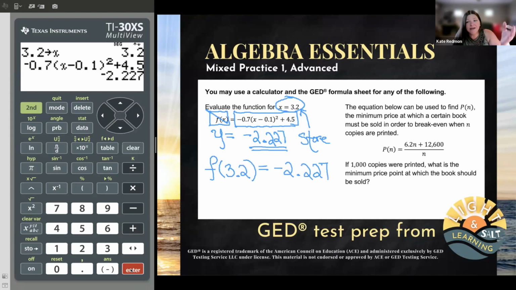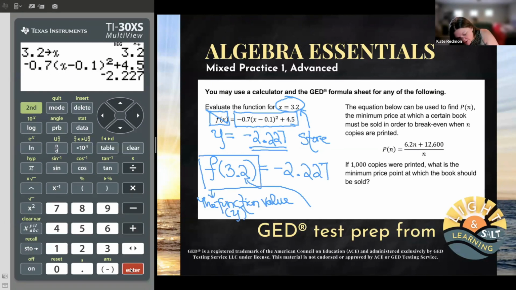So we said y is equal to negative 2.227. But another way of saying that is f of 3.2 is all that. Now you might say, I thought we already dealt with the 3.2. Yeah, this is not math to do. This says the function value, that's the f, and then they're telling you what x is, when x is 3.2.